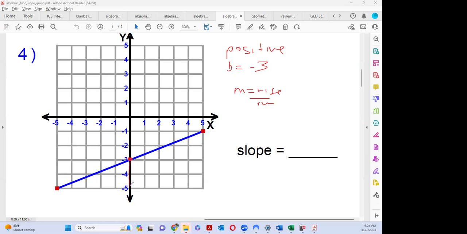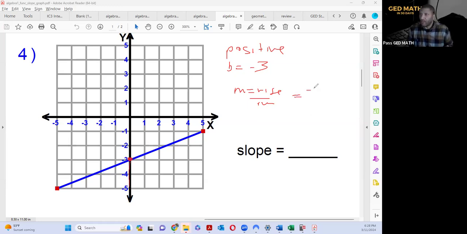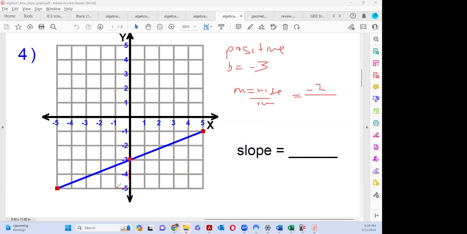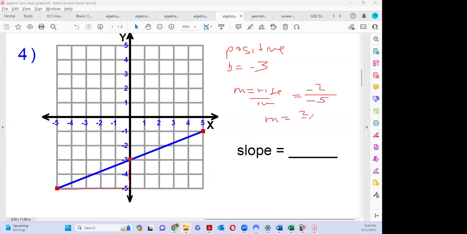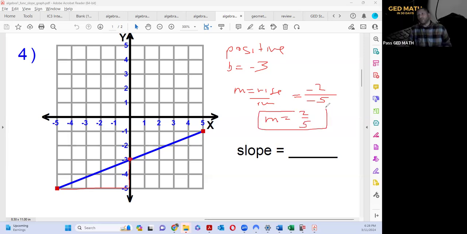So 1, 2. Since I went down, my rise is -2. And then now I have to go to the left. 1, 2, 3, 4, 5. Since I went to the left, it's -5. Two negatives make what? A positive. Did I still get the same exact slope? Yes, you did. My equation of the line, so the slope is 2/5, but my equation of the line would be y equals 2/5 x minus 3.